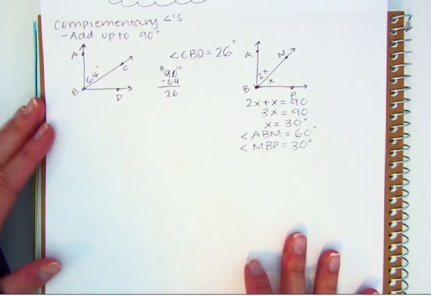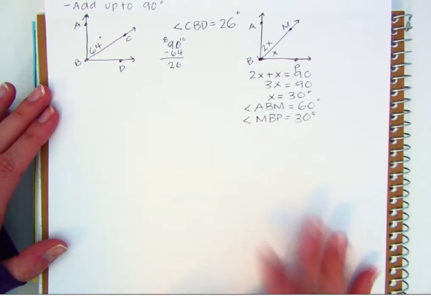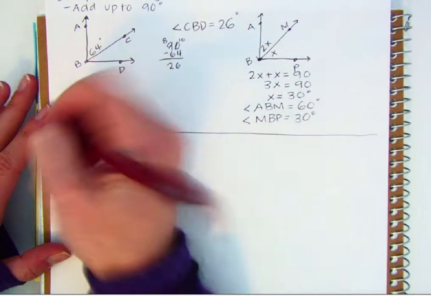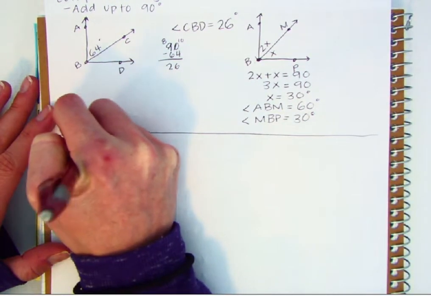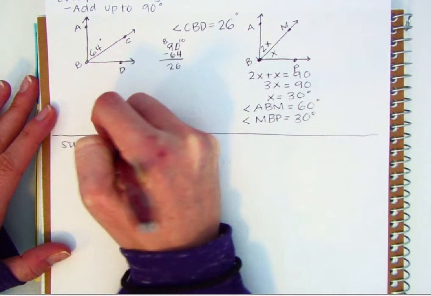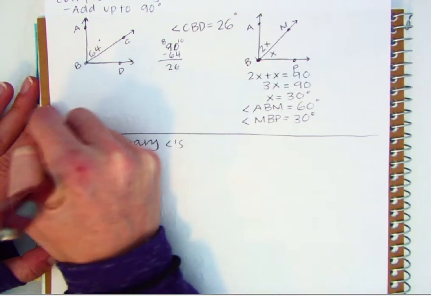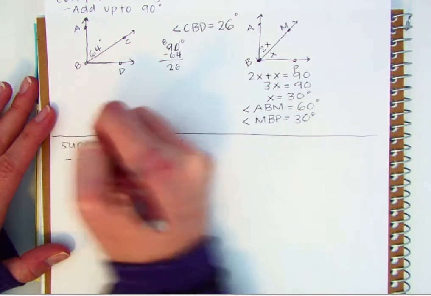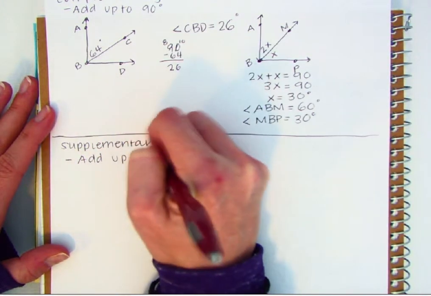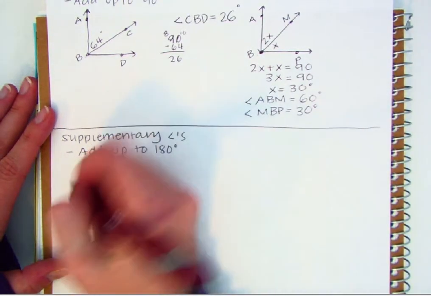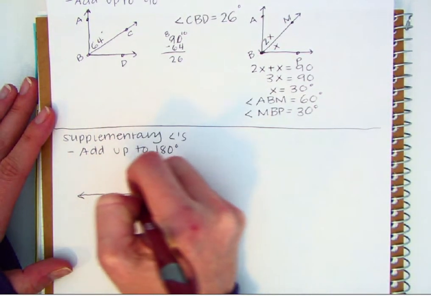We learned those before we left, so hopefully that makes a lot of sense. From that, we went ahead and we learned about supplementary angles. And we said that supplementary angles add up to 180 degrees. Okay, these are often found on a straight line, and they might look something like this.